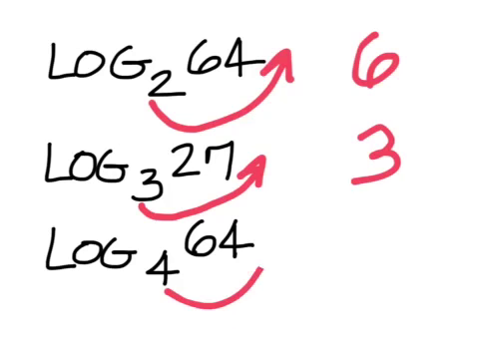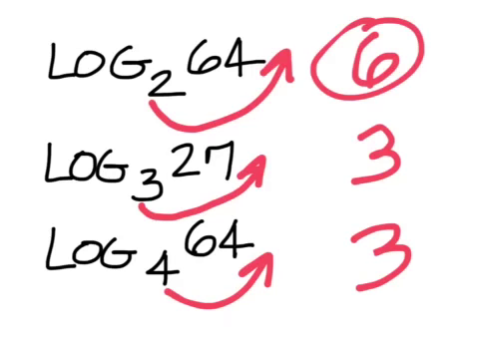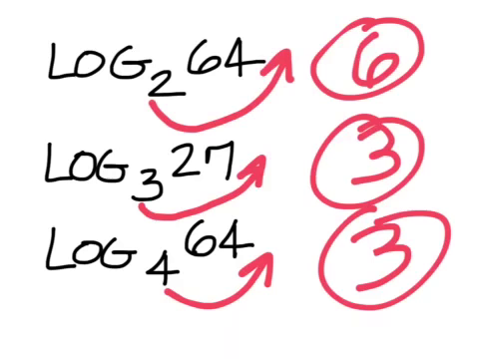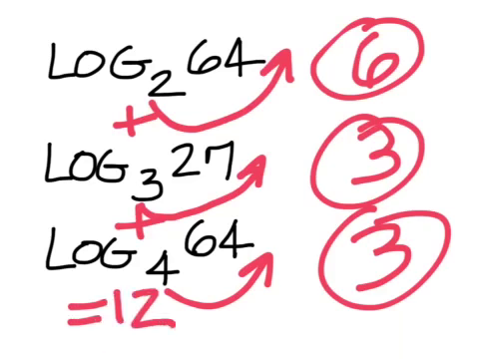And 4 to some power is 64. What power is that? 3. Now we came up with those by guessing and checking, and I've made these small enough. Notice these are not in the millions, so I've made it easy to check. So you have 6, 3, and 3. If I added all of these expressions together, in this case I would get 12 because I added 6, 3, and 3.